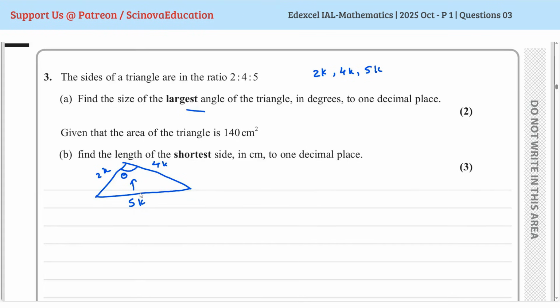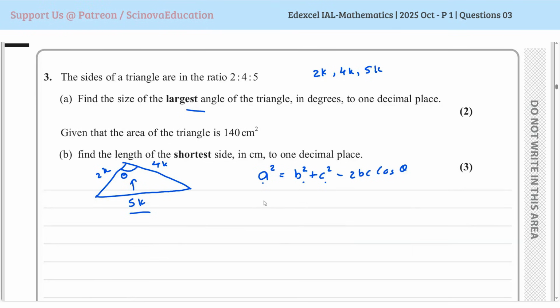In order to calculate the value of this angle, we can use the cosine rule. You must remember the cosine rule, which is a squared equals b squared plus c squared minus 2bc cos theta. Remember, a is the side opposite to the angle which we are going to find, in this case theta. b and c represent the adjacent sides of the particular angle.